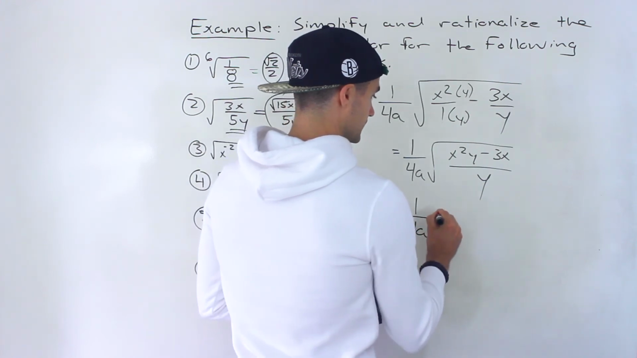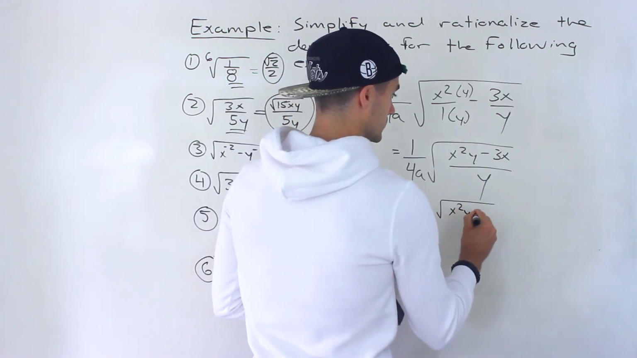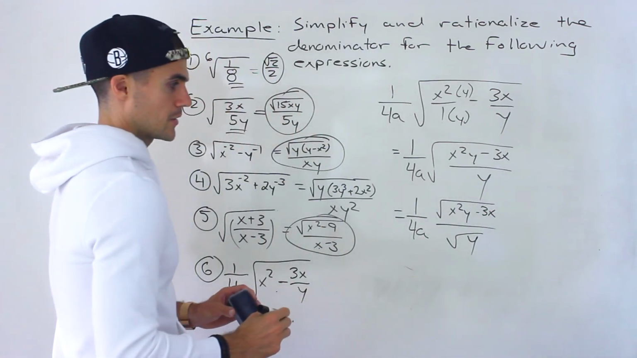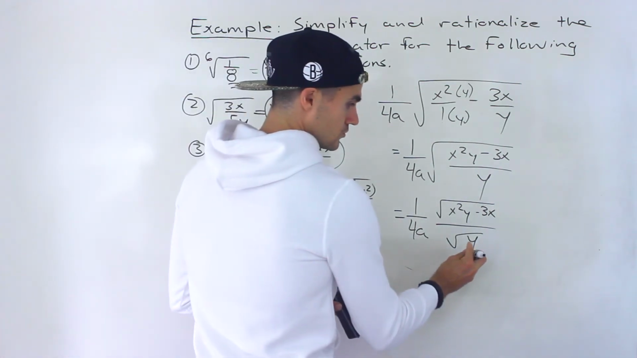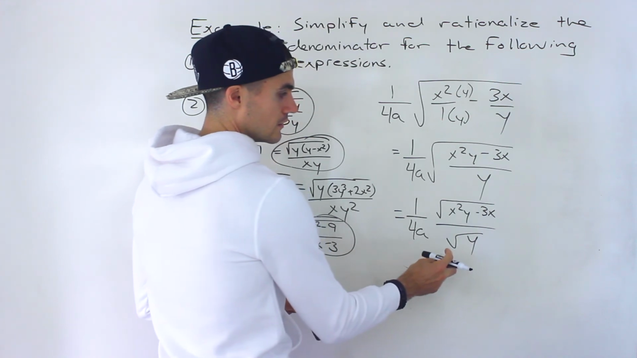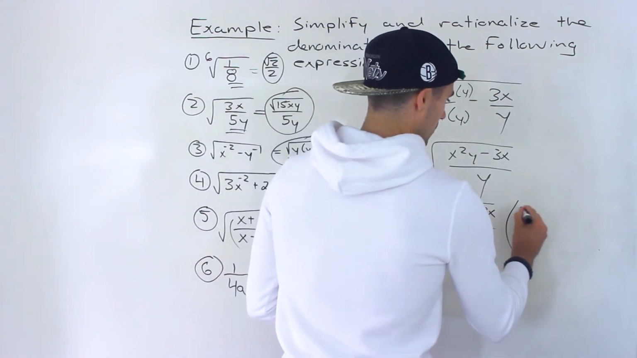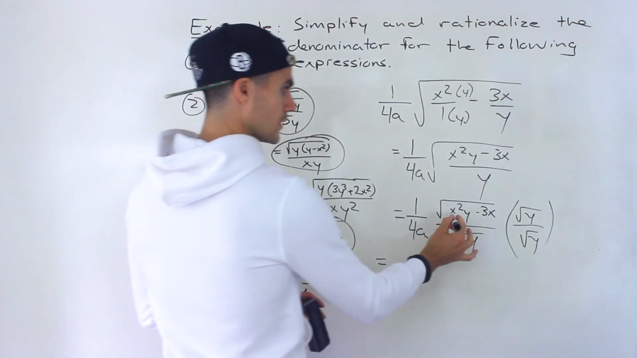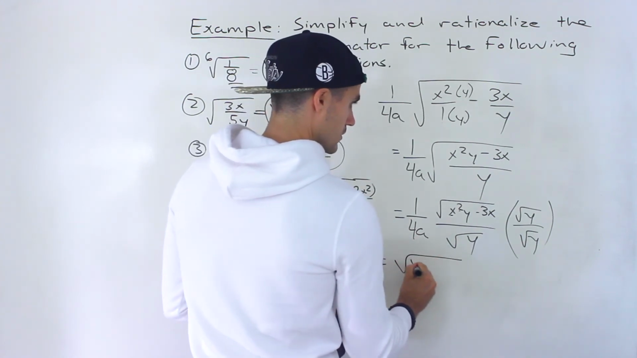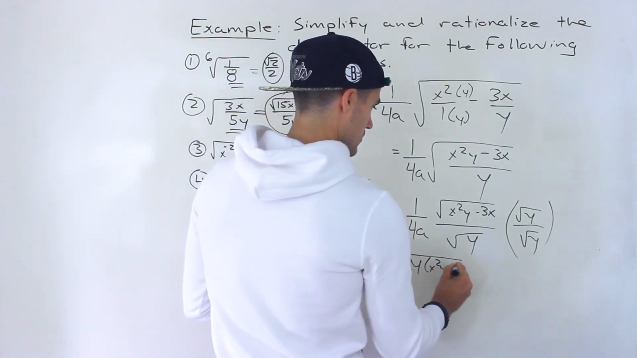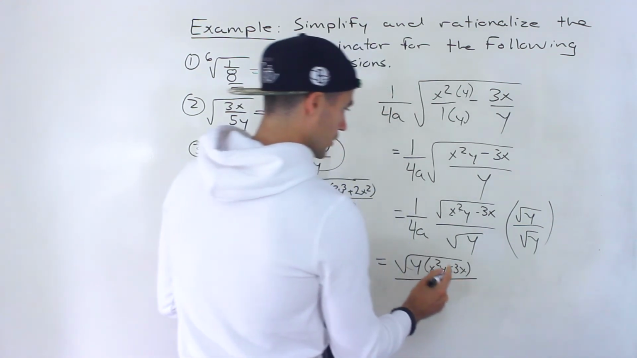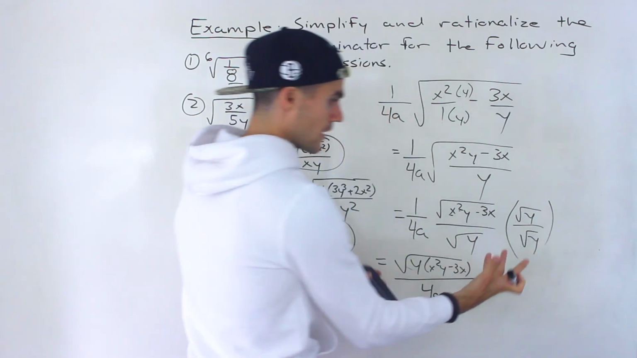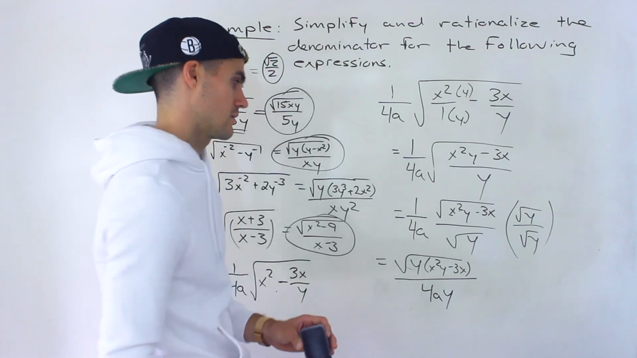So we can distribute the radical to the numerator and the denominator. Can you simplify square root of y? No, you can't. But we want to get rid of it. Multiply by root y over root y. And so we would end up with, we can combine both of these radicals, all over 4ay. This square root of y times square root of y is just y, so we'd end up with a y, like that.